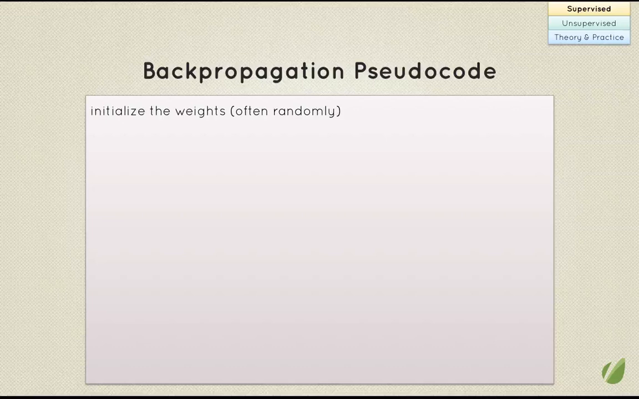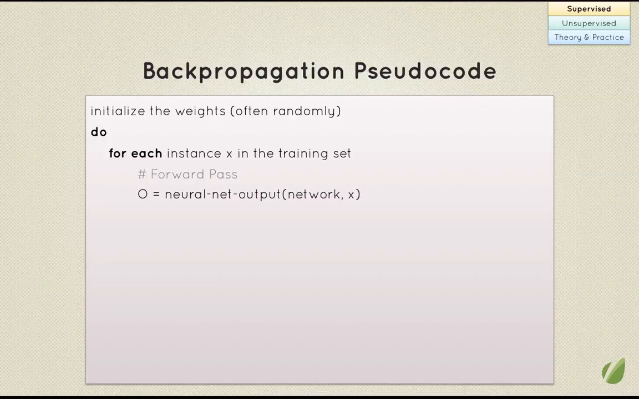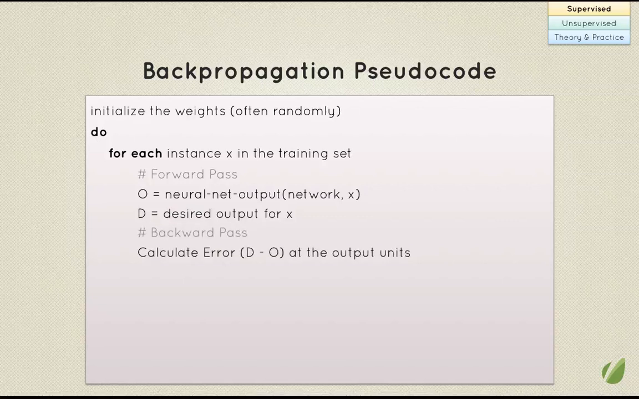First, we initialize the weights, typically in a random way. We then start a do loop. And for every instance x in the training set, we push forward. We compute the neural net output for that instance x. We take the desired output for that instance. Then, on the backwards pass, we compute the error, which is d minus o.